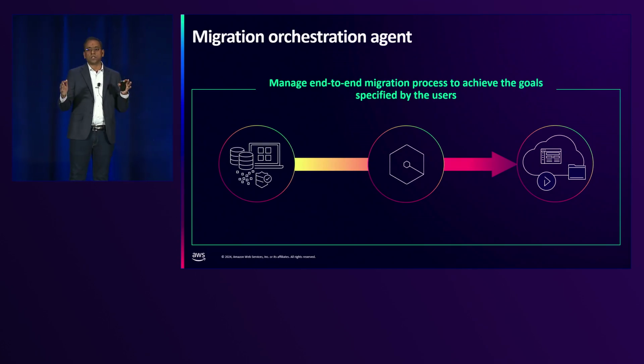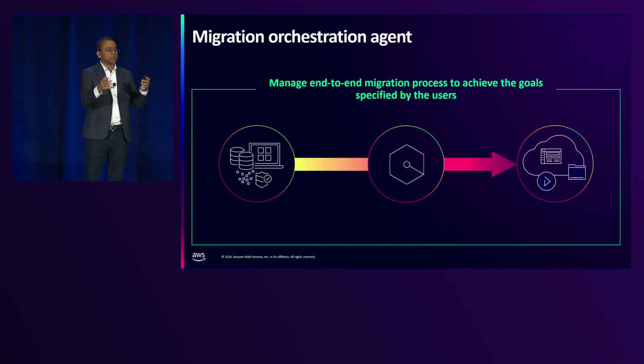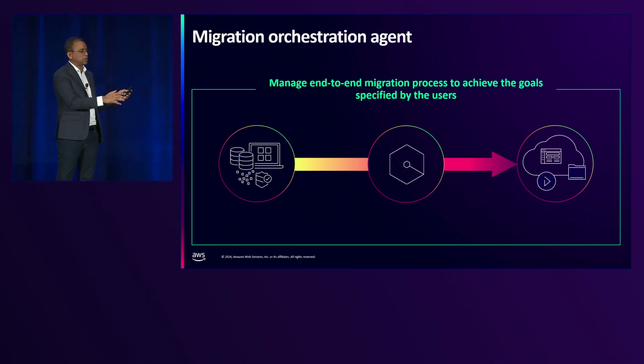Now, migration orchestrator is one agent that brings all of these things together. So what it will do is understand what inventory you had identified, what selection you made in terms of the set of waves and the order in which you want to migrate. Then it looks at your network configurations that you decided.